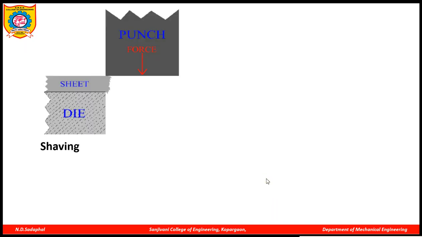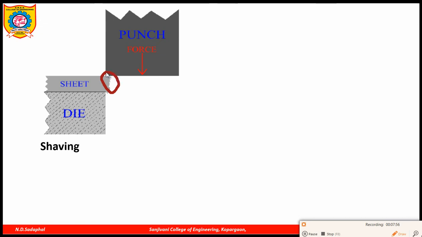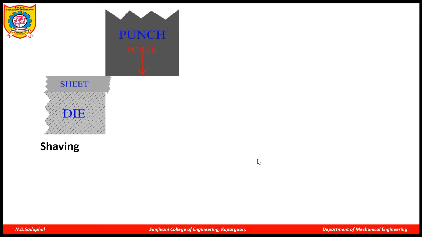Next is shaving. Now you can see here a die is shown. On the die a workpiece is placed and a punch is moving in the downward direction. Now you can see on the workpiece edge some burrs are there. You have to remove the burr, or unwanted part. So when you are removing an unwanted part from the workpiece, the operation is called a shaving operation.